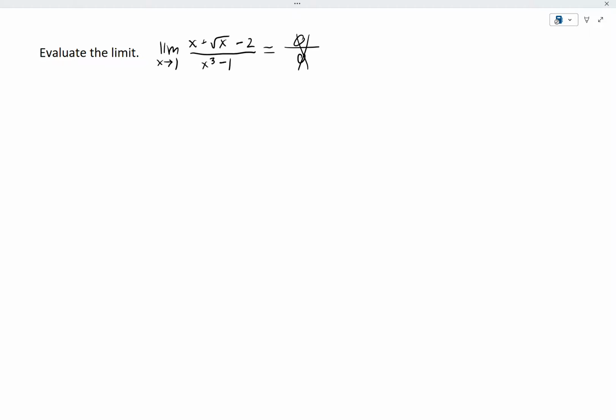Well, we can look at that numerator in terms of the root of x. That gets us root of x squared plus root of x minus 2, all over our difference of cubes down here, which is x to the third minus 1. Since we wrote the numerator in terms of the root of x, we can factor it in terms of the root of x. That's going to be root of x plus 2 times root of x minus 1.